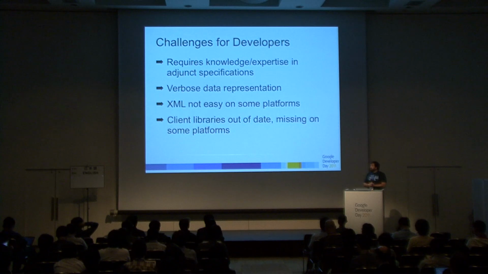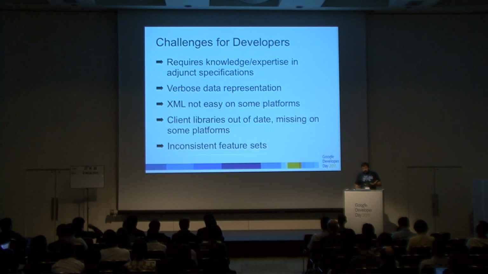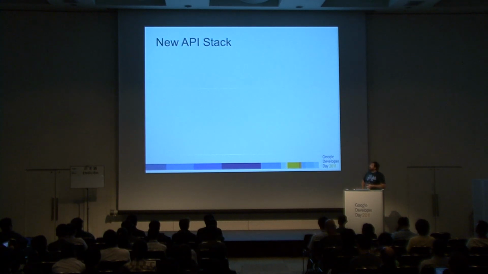Another issue has been our client libraries. Those of you who have been using PHP with the GData libraries will probably understand that it's sometimes a lag behind in terms of features. If you've done Ruby and you tried to use the Google Data protocols, you've basically been on your own this entire time. There's been no library support for it. And we already talked about inconsistent feature sets.